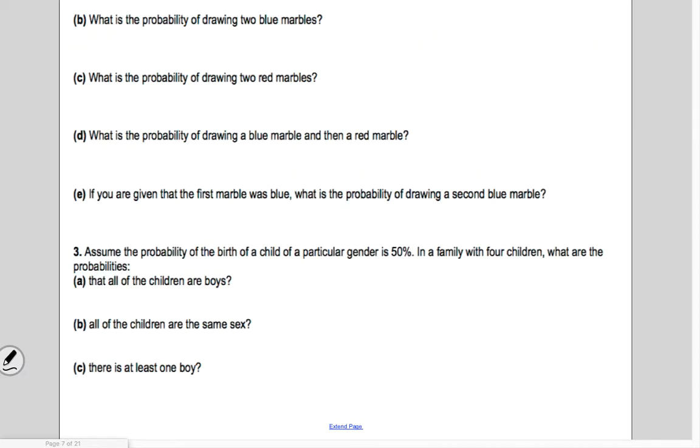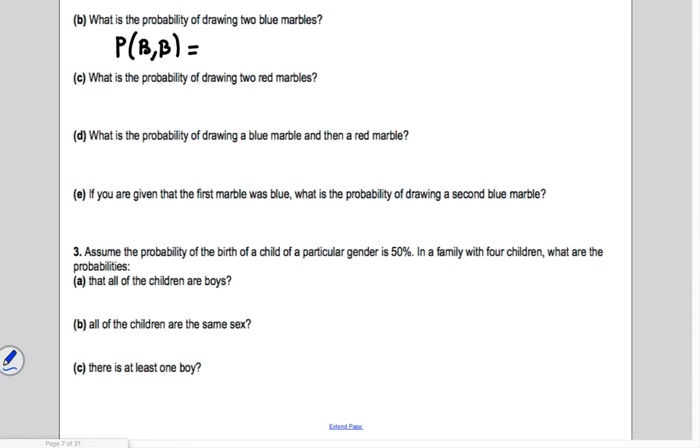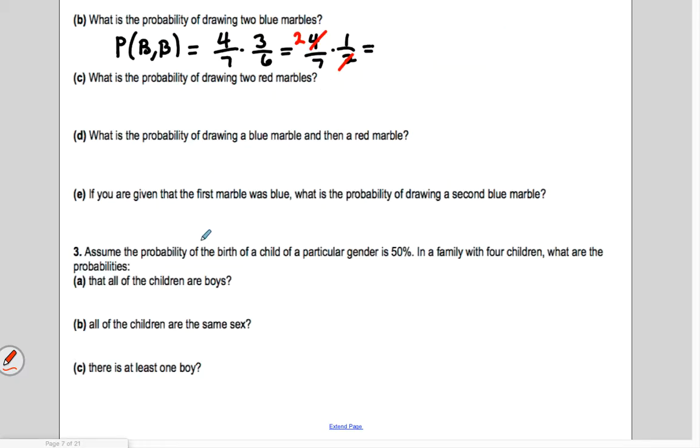So that's our tree. So what's the probability of drawing 2 blue marbles? So having a blue and then a blue again. Well, that would be going this route right here. It would be 4/7 times 3/6. Because we drew a blue if we go that route. So if we go this route and draw a blue one first, there's 1 less blue. Does that make sense? Yeah. So we get 2/7.